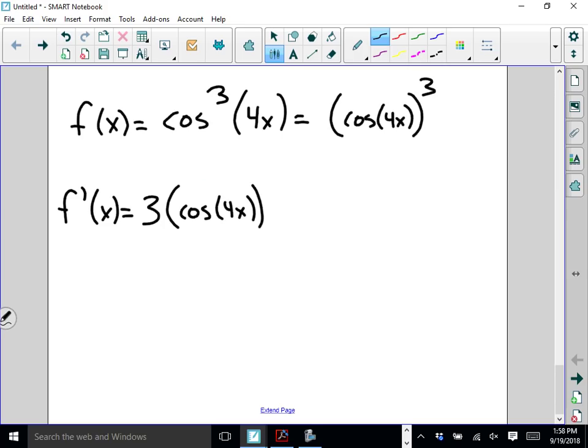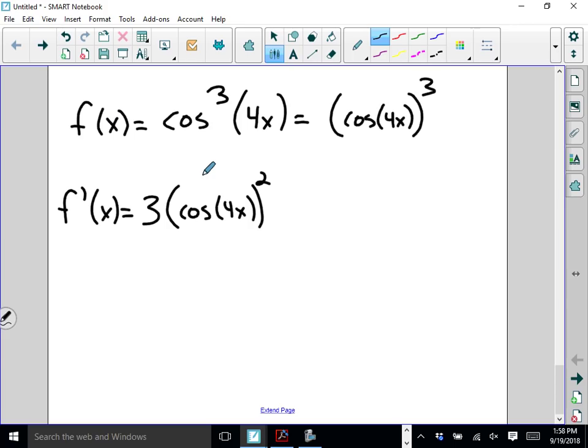So that's the derivative of the outside. I take that exponent of 3, it's just a power rule, multiply it out front. But remember, it's the derivative of the outside with respect to the inside. So that inner function of cosine 4x has to stay the same. I'm not doing its derivative yet. So I have 3 cosine of 4x squared. But now I need to do the derivative of the inside. But as we notice, the derivative of the inside is another chain rule.